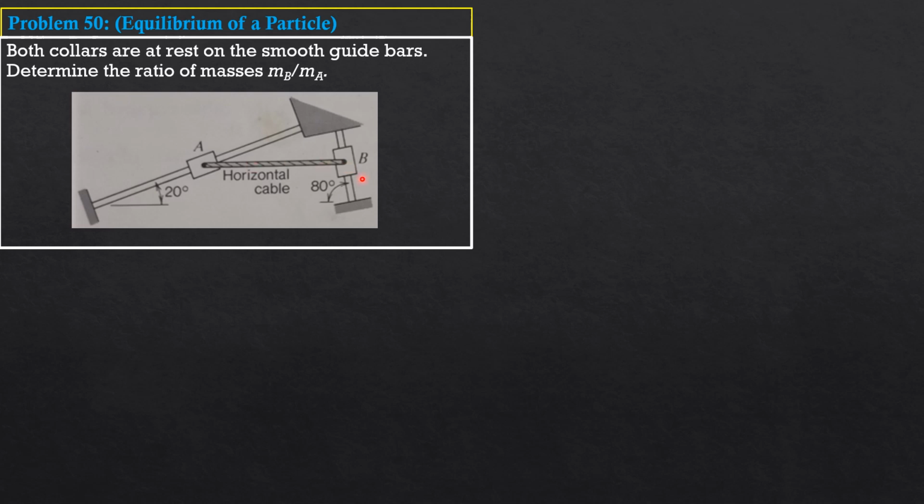So remember, this is a horizontal cable. So the angle that this guide makes with the horizontal is 80 degrees. So the normal will make an angle with the vertical of 80 degrees, or with the horizontal 10 degrees, as shown in the figure. So we have the tension, the weight, which is mass of B times g, then the normal force up to the right, NB, which makes an angle of 10 degrees but not shown here. 10 degrees, by the way, is 90 minus 80.